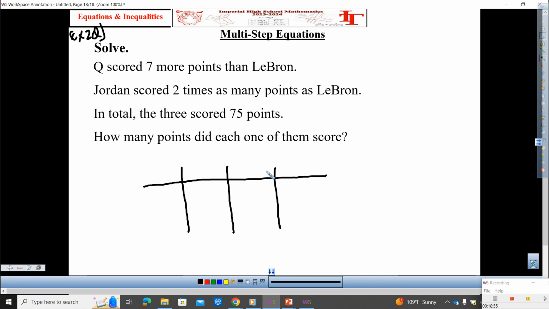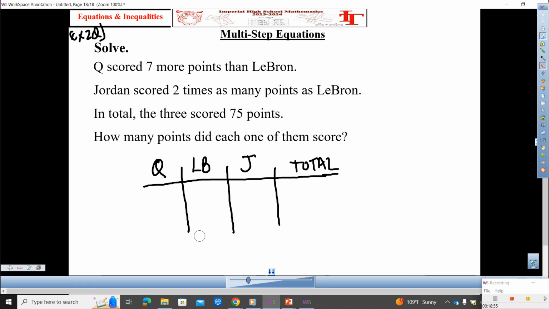Okay? So since there were 3 of them, it was Q, LeBron, and Jordan. So I do 3 lines down and 1 across. Who's the first person they mentioned? Q. So let's label this one Q. Who's the second person they mentioned? LeBron. So I'm just going to put LB. And the last person is Jordan. So I'm just going to label it J. And always the last column, we're going to title it total. Fairly simple. It's a very simple tool, and once you get used to using it, you're going to see how you're like, oh, snap. All right?